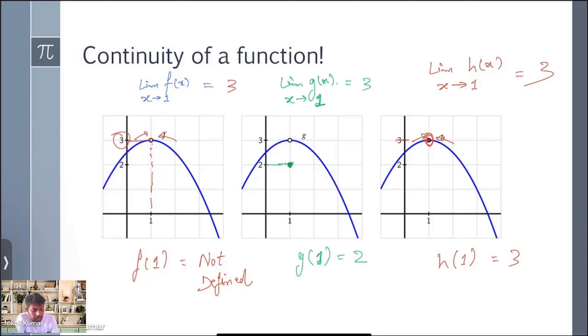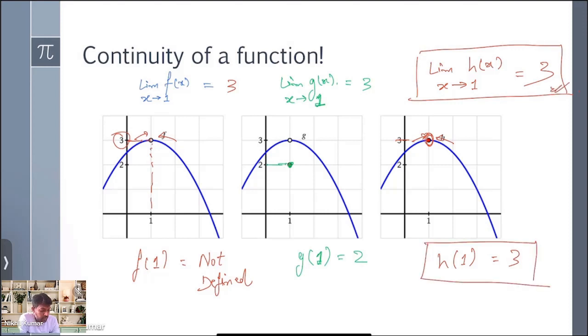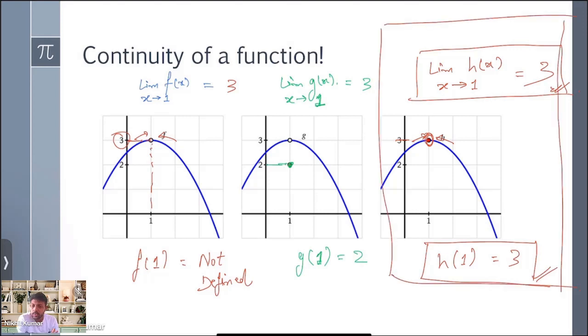The limit exists and is equal to 3. The value of the function exists and is equal to 3. Only in the third case can we claim that the function in question is continuous. So h of x is a continuous function. So that's all about continuity. Not all about continuity, at least the start of it.